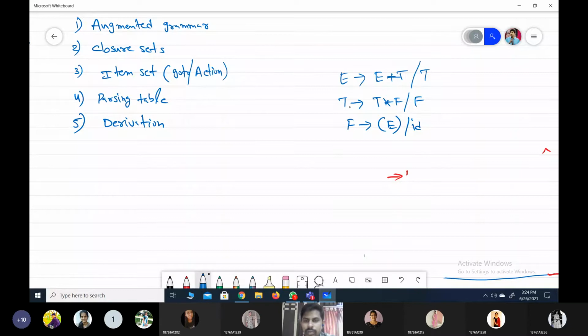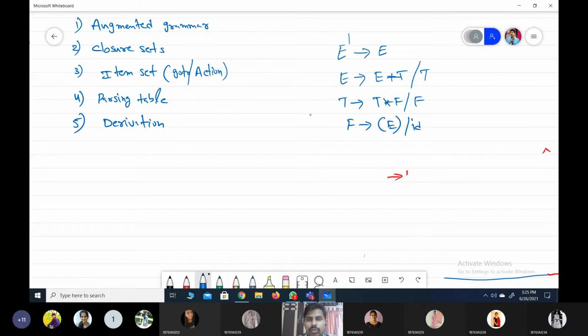Whatever the grammar may be, whatever the start symbol we have, that start symbol has to be derived by a new symbol. That means adding a new production. Here I am adding a new production: the start symbol is E, and now E has to be derived by a new symbol. What is that new symbol? Here I would like to call it E dash.